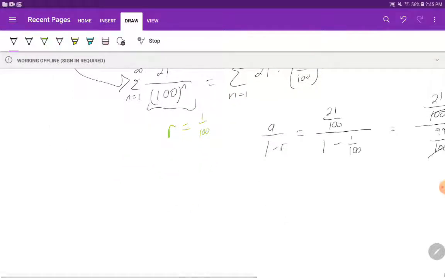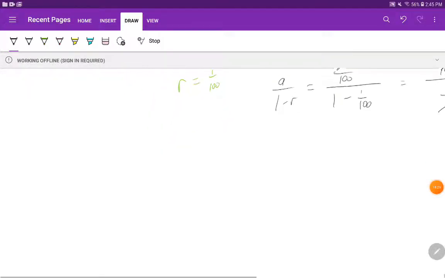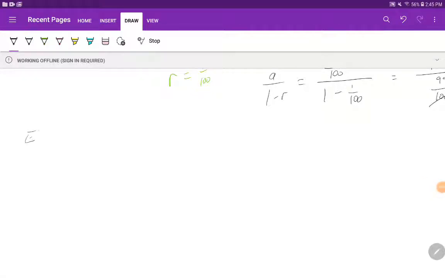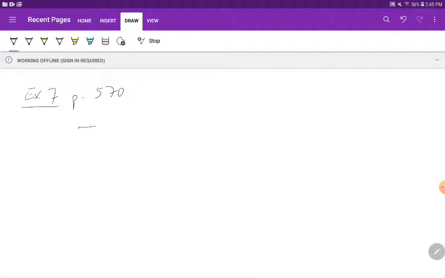And then the last example I wanted to show you guys. This video is starting to run a little long, but it's example 7 on page 570. I'm just going to do the setup, and you guys can finish off the problem. This is the sum from 0 to infinity, so it starts at 0, okay? Take note of that, of 2 plus 3 to the n over 5 to the n.